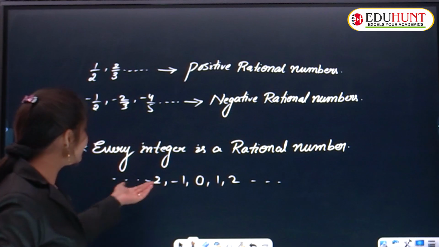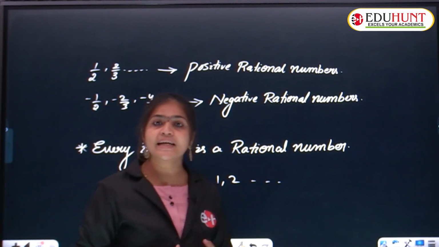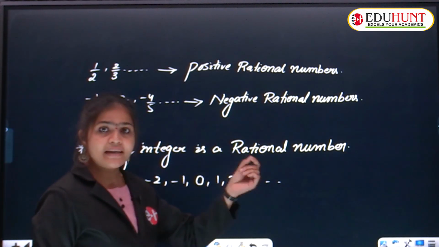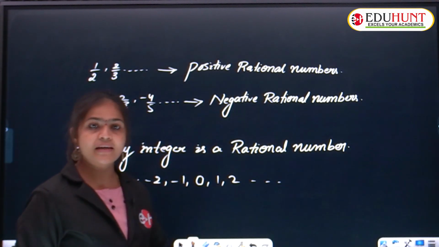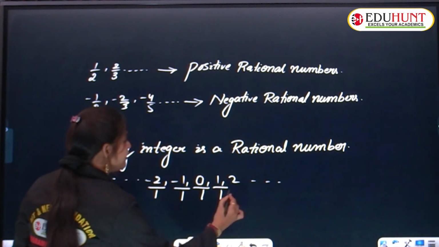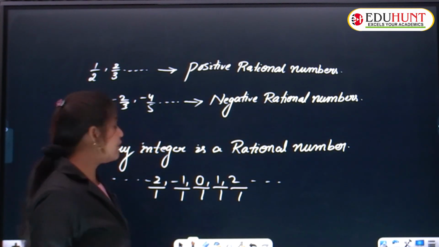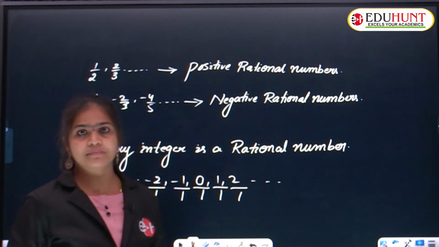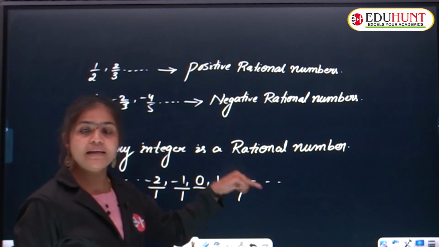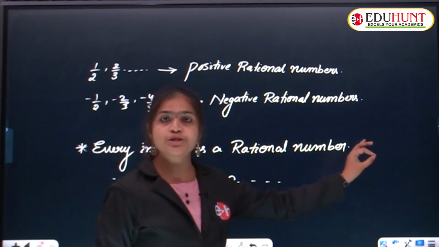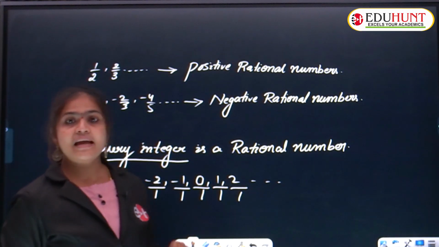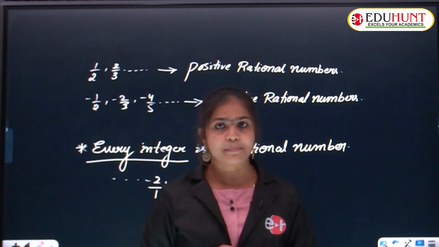Then why can we say that all integers are rational numbers? How can we say? The reason is, by taking 1 as the denominator, we can express every integer as a rational number. Understood? By taking 1 as the denominator, every integer we can express as a rational number. That's why the point here is: every integer is a rational number.